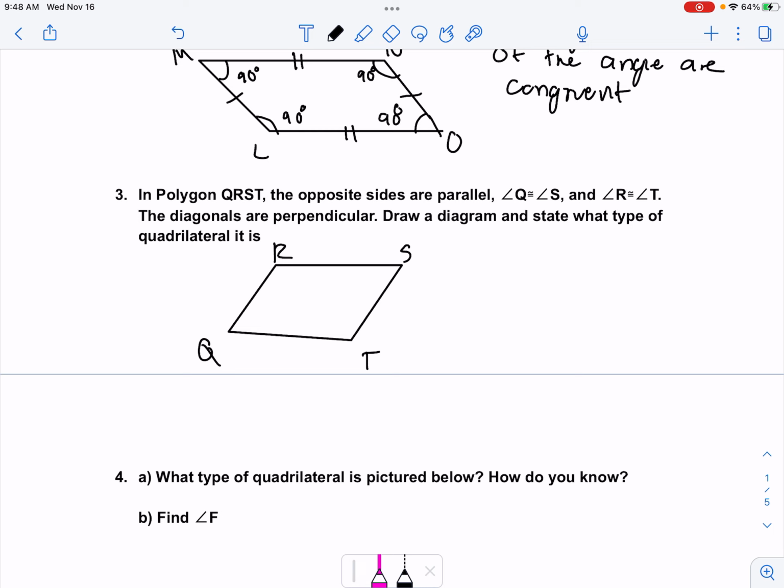And then they're saying Q is congruent to S, so the opposite angles are congruent, and R is congruent to T. Opposite angles are congruent, and the opposite sides are parallel, so that's definitely a parallelogram. And they're saying the diagonals are perpendicular. That makes 4 right angles. Perpendicular means in the middle, forms 4 right angles. Since that's true, that makes it a rhombus, because a rhombus is the one that has the diagonals that are perpendicular.